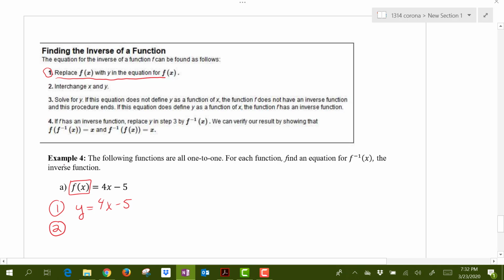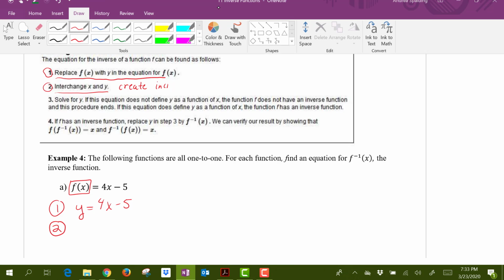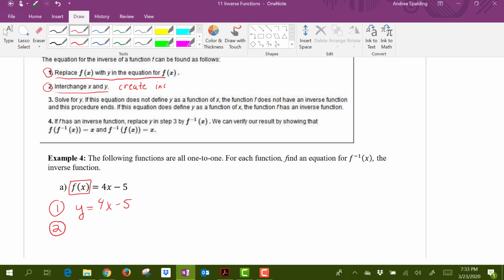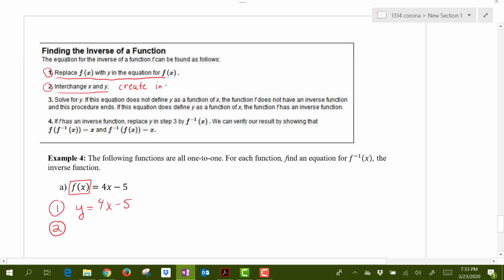The second thing we're going to do is also pretty easy. We're going to switch the x's and the y's. When we switch the x's and the y's, this is when we create the inverse. This is where the magic happens. The whole idea of an inverse is that the x's and y's reverse themselves. So in step 2, for this example, everywhere I see a y, I'm going to write x instead, and everywhere I see an x, I'm going to write y instead. So we're going to switch the x's and the y's.